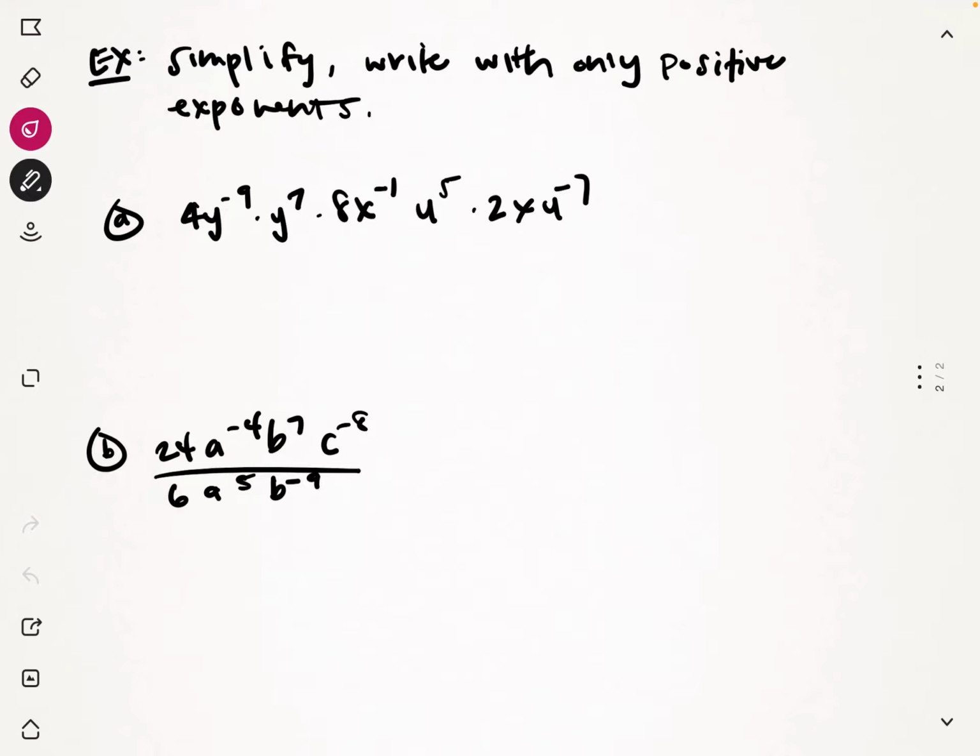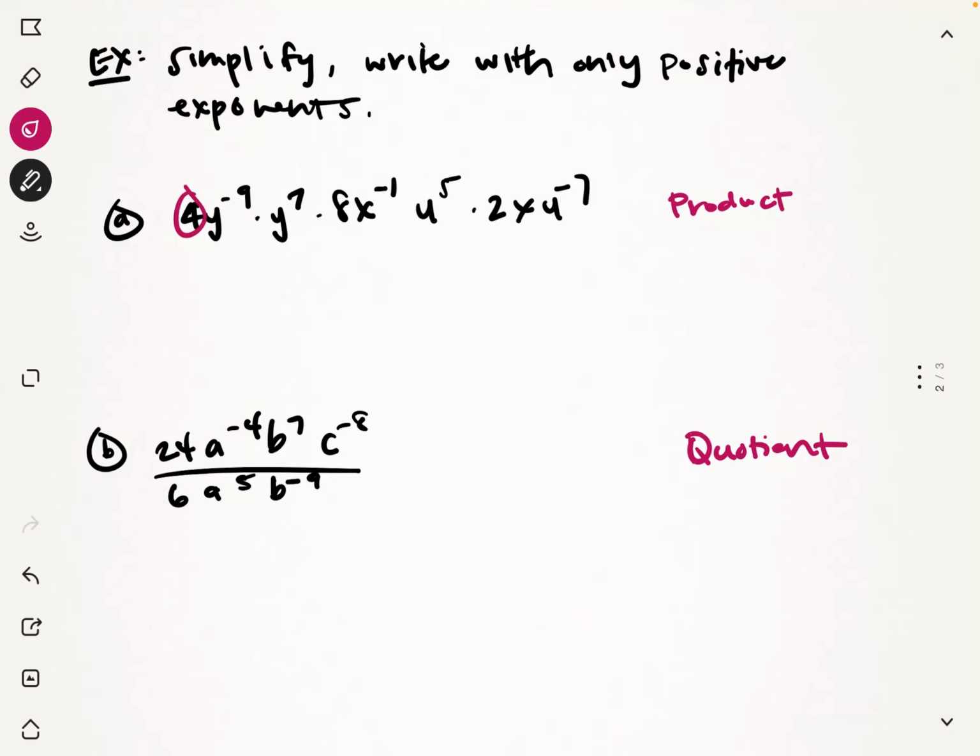Okay, last two, I think. Yeah, last two. We're going to simplify and rewrite this with only positive exponents. So we're going to do the same process again. This is a product rule, right? Because we're multiplying, and this is a quotient. So we're going to follow the rules that we did in part 1 of our review.